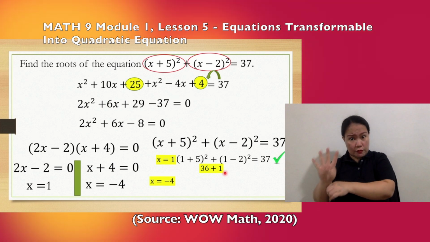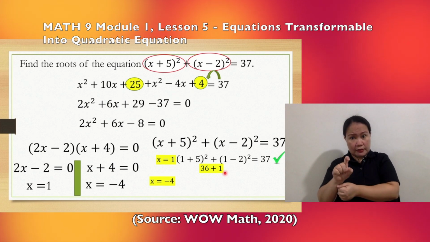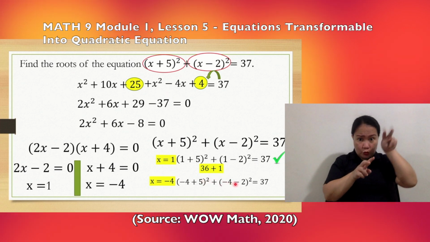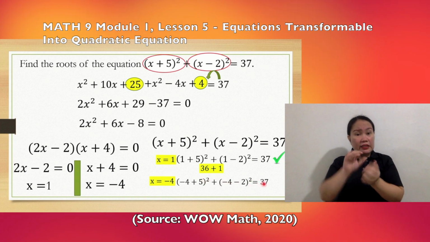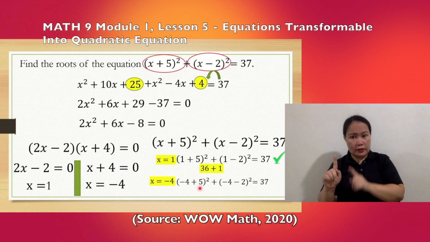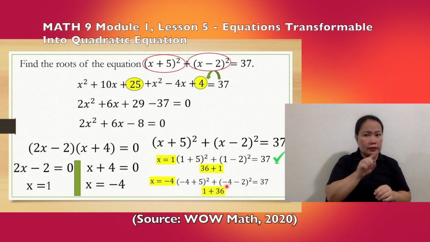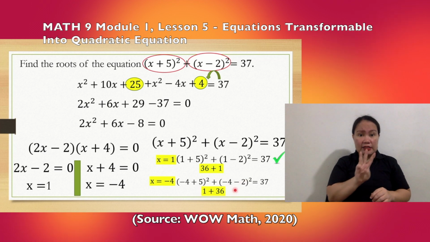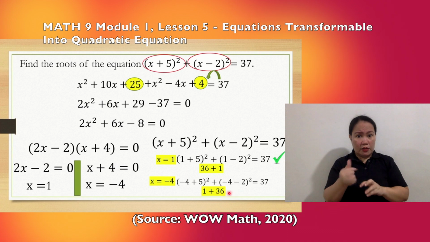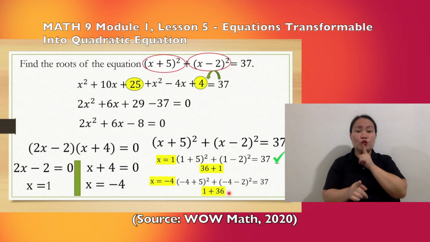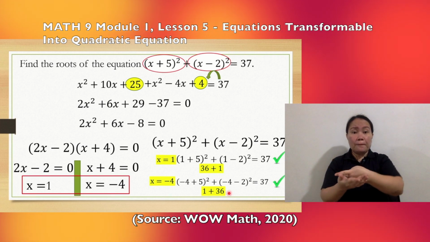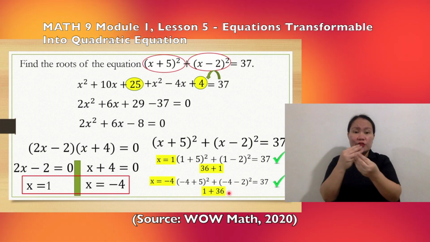Next. X is equal to negative 4. Substitute natin si negative 4. Negative 4 plus 5 squared plus negative 4 minus 2 squared is equal to 37. Negative 4 plus 5, that is positive 1. 1 times 1, that is 1. And negative 4 minus 2 squared, that is negative 6. Negative 6 times negative 6, that is positive 36. And 1 plus 36 is 37, and this is true. So, therefore, 1 and negative 4 are solutions. Next.